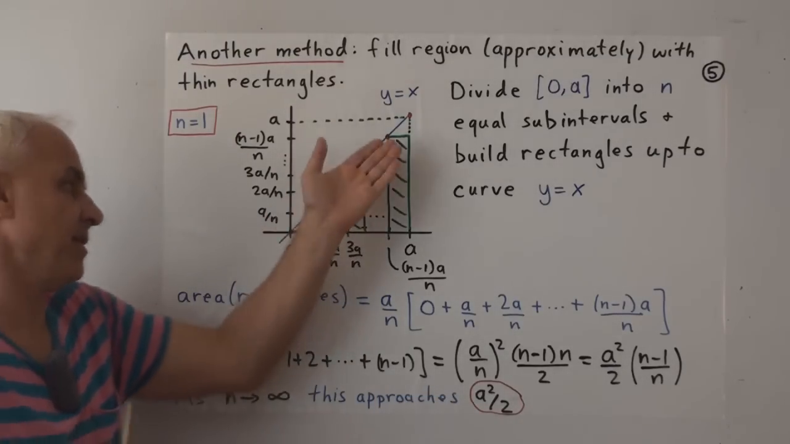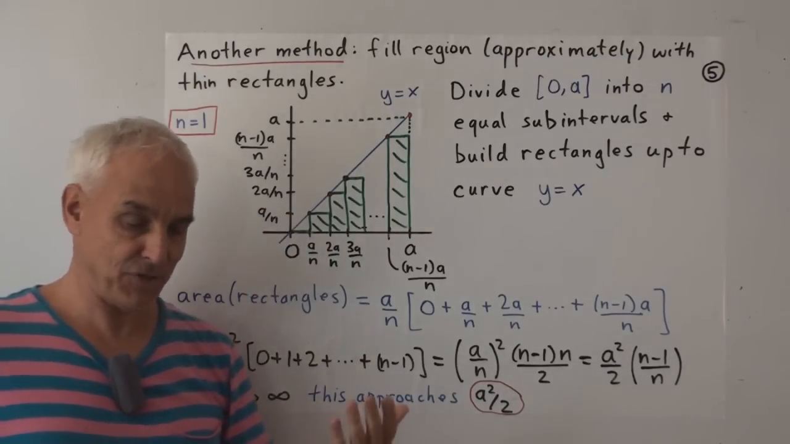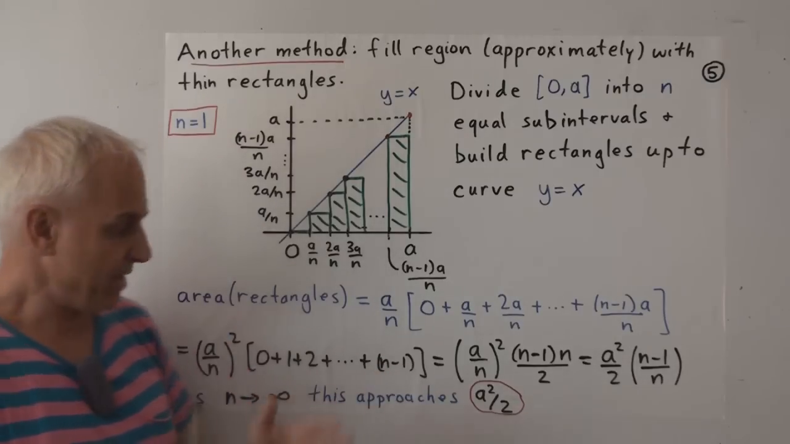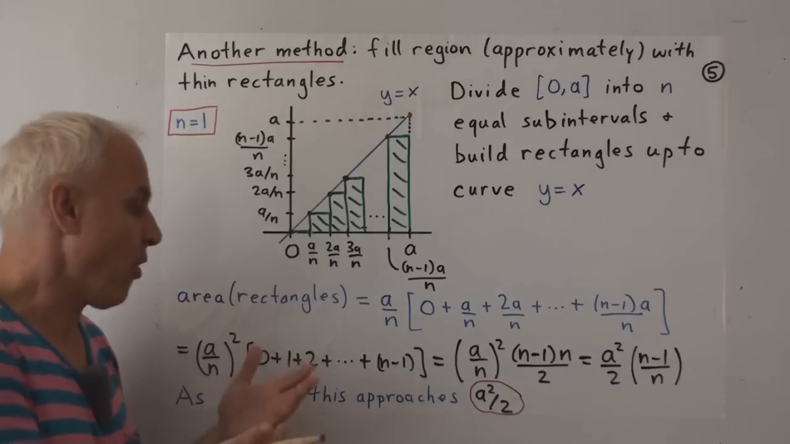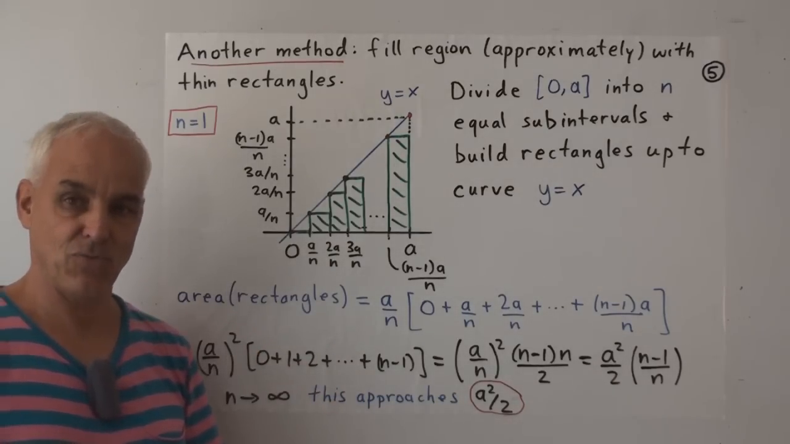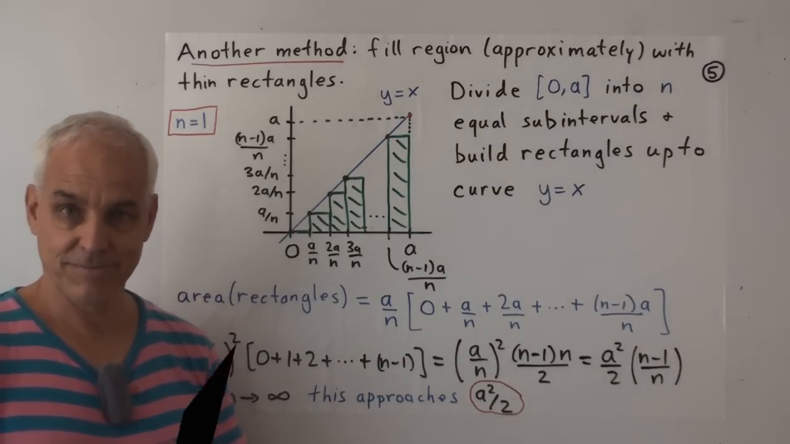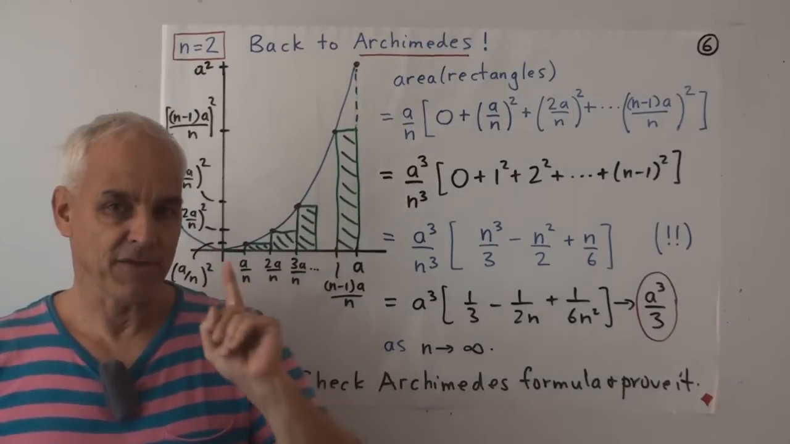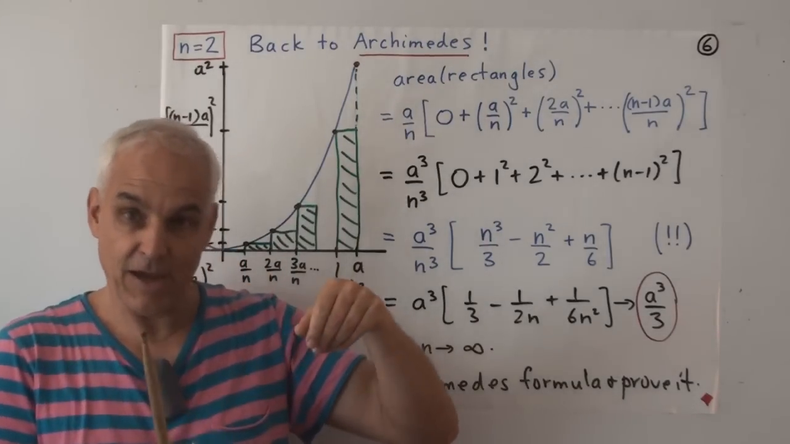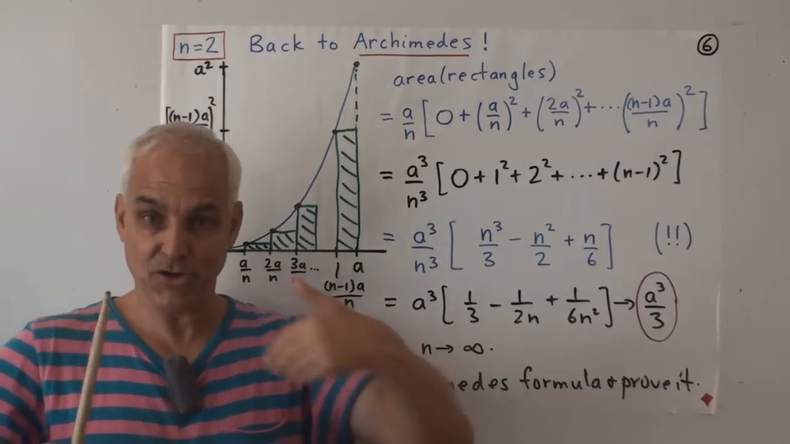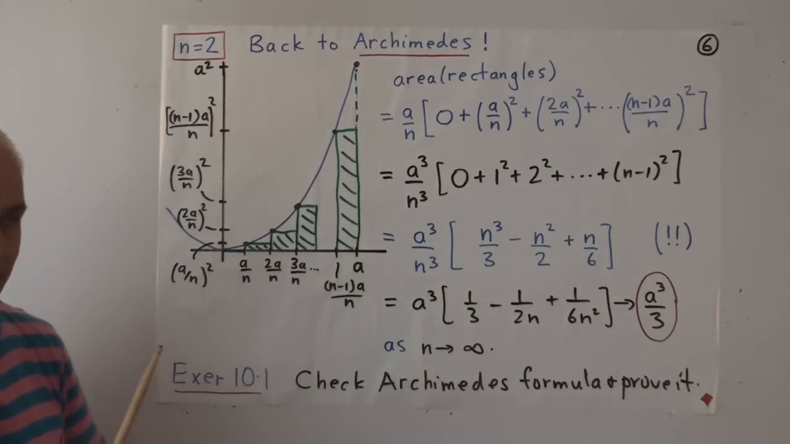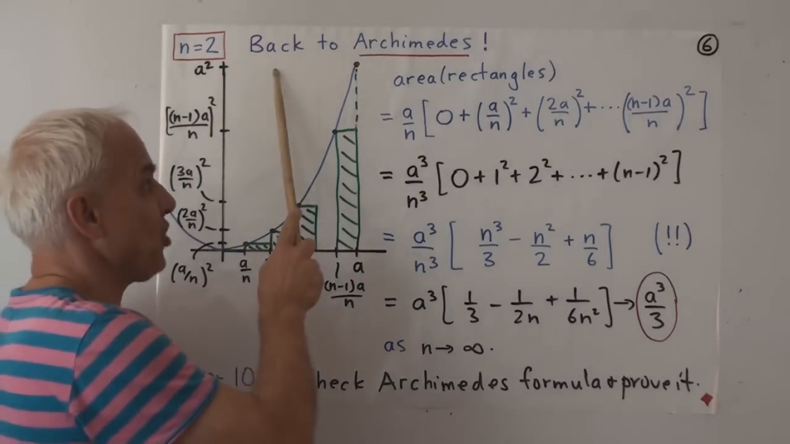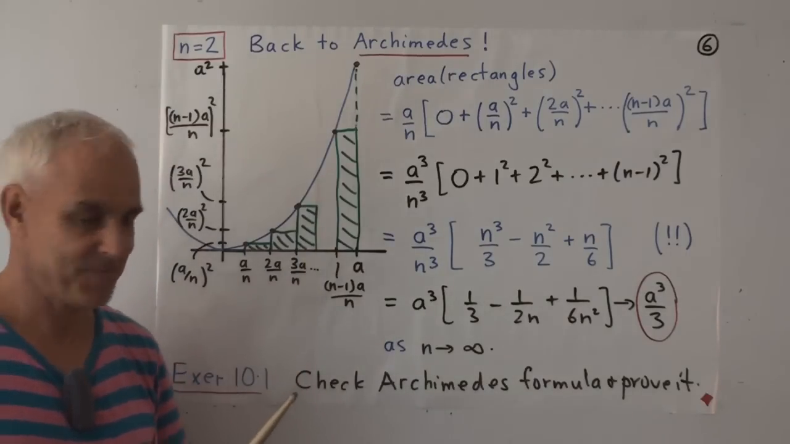Of course, in this case, the area is just the area of a triangle, which we can get simpler in another way. But it illustrates an important idea, an approach to calculating areas, which works more generally. So now let's have a look at this new method of using rectangles built up under a curve for the case n equals 2. Again, it will turn out that we have to go back to Archimedes.